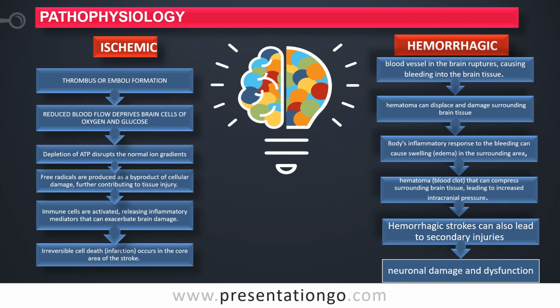Now we come to the hemorrhagic pathophysiology. What is the reason? A blood vessel in the brain ruptures, and that causes bleeding into the brain tissue. Now, this hematoma will displace and damage the surrounding brain tissue because that area has been occupied by the hematoma. The body's inflammatory response to the bleeding can cause swelling in the surrounding area, and this blood clot can compress the surrounding brain tissue, leading to increased ICP, or intracranial pressure. Hemorrhagic strokes can lead to secondary injuries and neuronal damage and dysfunction.